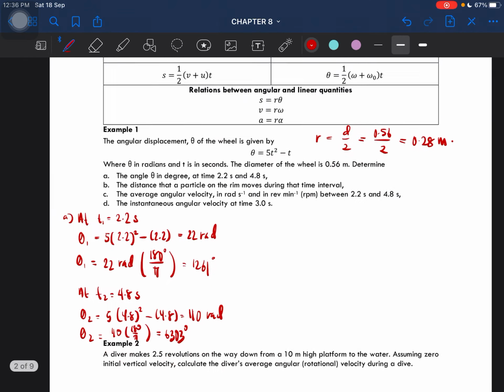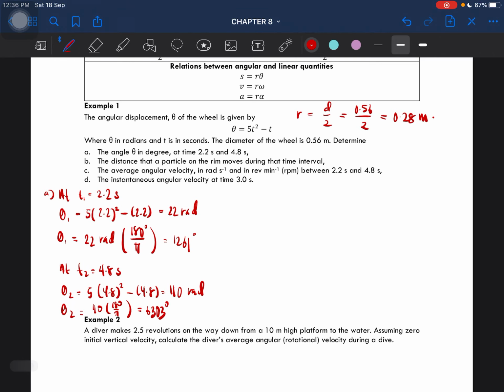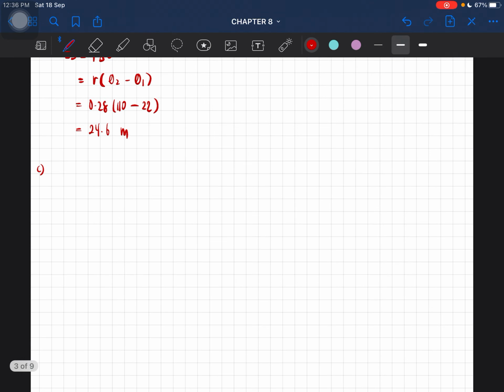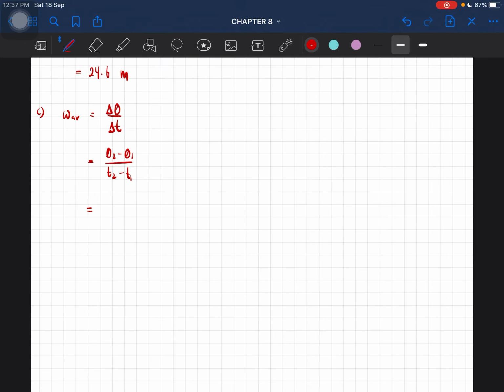Okay, so question C, the average angular velocity in radian per second and in revolution per minute between 2.2 and 4.8 seconds. So the average angular velocity is given by this equation, which is basically theta 2 minus theta 1 over t2 minus t1. Okay, so we have all the values, so we can just directly substitute into the equation here. 4.8 minus 2.2, so you should get the average angular velocity to be equal to 33.9 radian per second.